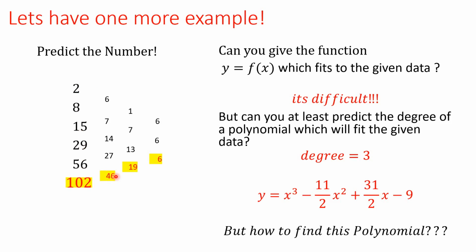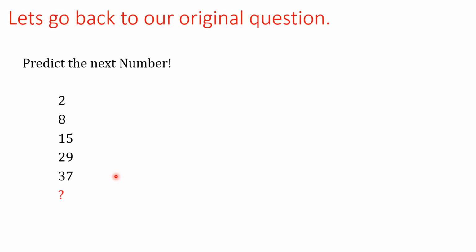Now let's go back to our original example. Our original example was this: 2, 8, 15, 29, 37, and we have to find this missing number here, this question mark. So let's use this method that we have seen right now. Right now there is no pattern, so let's go for differences between these numbers, which are 6, 7, 14, 8, and this is a question mark, because we don't know what this number is. As there is no pattern here, let's go for the next difference, which is 1, 7 minus 6. Still there is no pattern. Go for the next numbers.